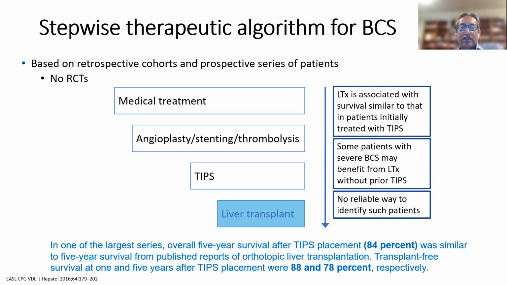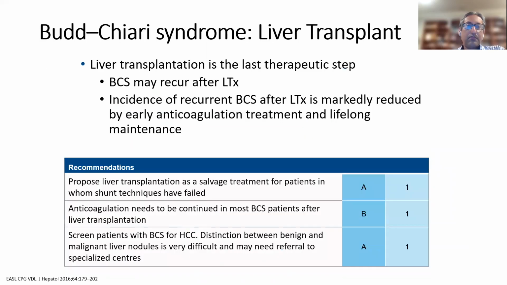And transplant-free survival at 1 and 5 years was 88 to 78%. I have a lot of patients who have had TIPS done for 10, 15 years and are doing well and going on with their normal life. So liver transplant is only if your shunt has failed or TIPS has failed, because they do really well with the TIPS procedure. So liver transplantation is the last therapeutic step.